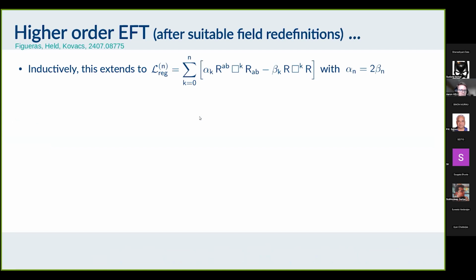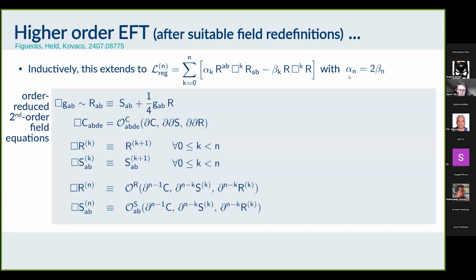And indeed, we were able to inductively prove this at any order in the EFT, as long as you introduce these respective terms with box to the power of k. At any order k, you can regularize the EFT. So in fact, you can show that the regularizing effective action itself is well posed. And then adding lower order terms just doesn't change the character of the principal part.